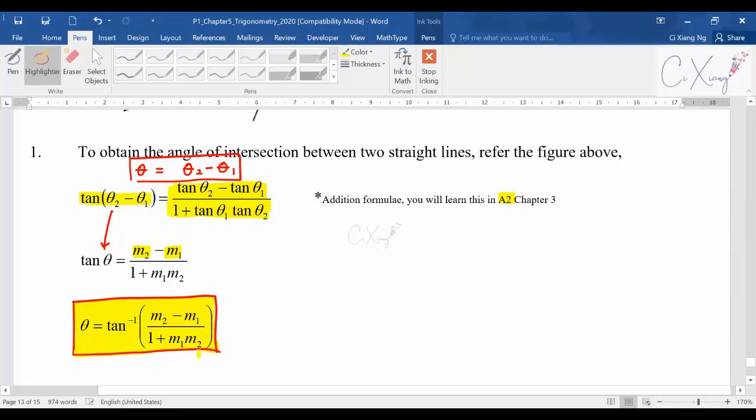When they want you to find out the angle between two straight lines, you always apply this formula, which is tangent inverse of m2 minus m1 divided by 1 plus m1 m2. Some students will ask me, in the exam or in the question, which one is m1 and which one is m2? It doesn't matter. No matter which one you use as m1 or m2, your answer is always the correct one. All right, so let's have a look at one example here.